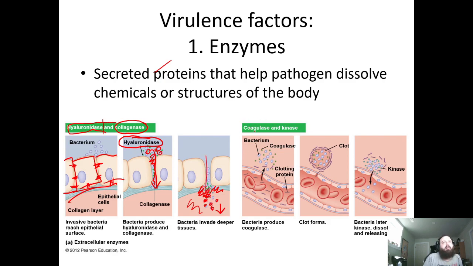Another example of a virulence factor enzyme is called coagulase. Coagulase, in orange here, will cause your body to form a blood clot around the bacteria. Now what this does is it hides the bacteria. Your immune system is not going to be able to find the bacteria because the bacteria is held within what your body thinks is a naturally formed blood clot.